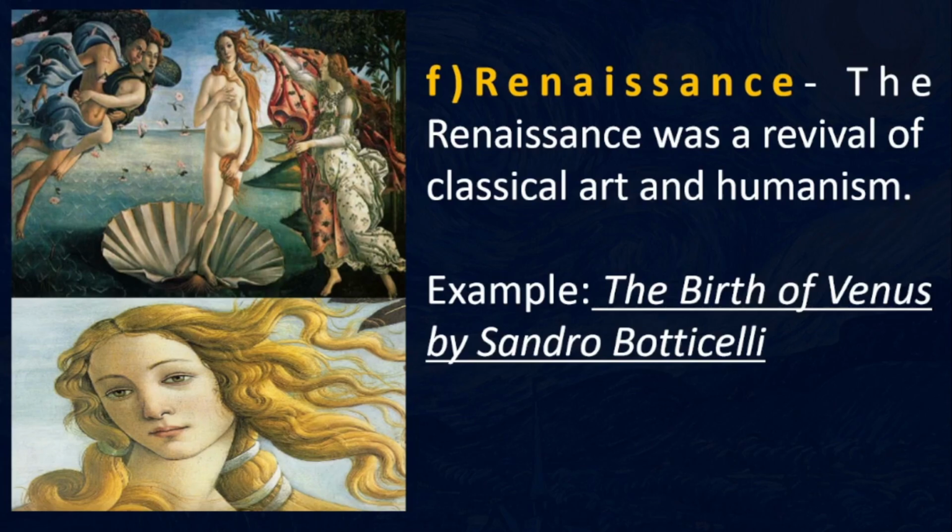The 15th century. F. Renaissance. The Renaissance was a revival of classical art and humanism. Example, The Birth of Venus by Sandro Botticelli. This painting illustrates the mythological birth of Venus, emerging gracefully from the sea on a shell. The flowing lines and soft colors emphasize elegance and divine beauty. The composition reflects the Renaissance interest in classical mythology and idealized human forms.